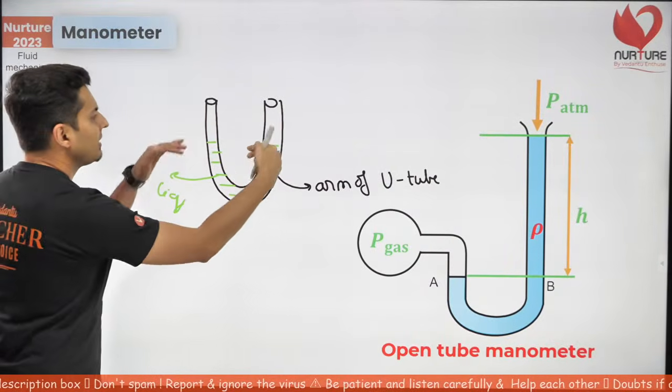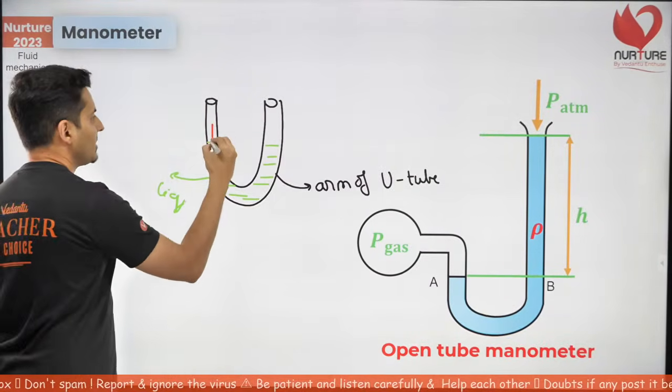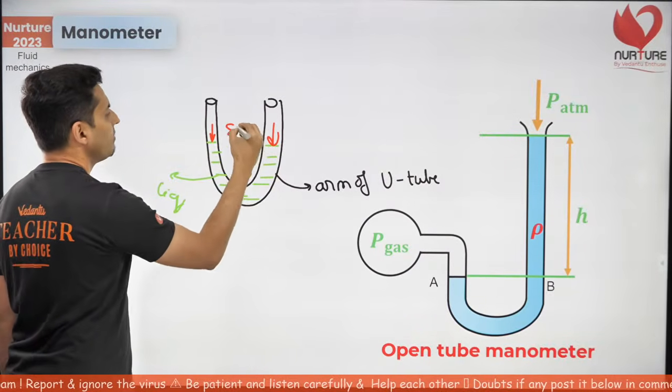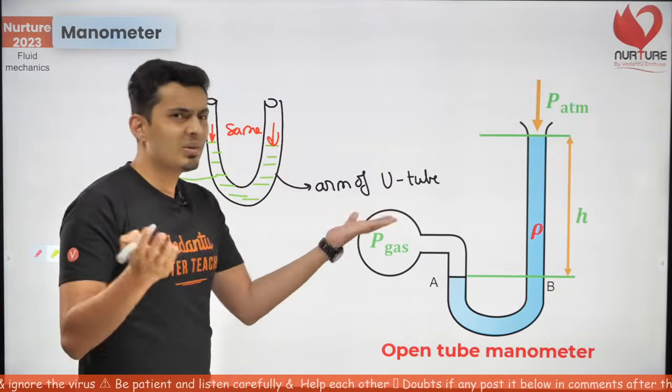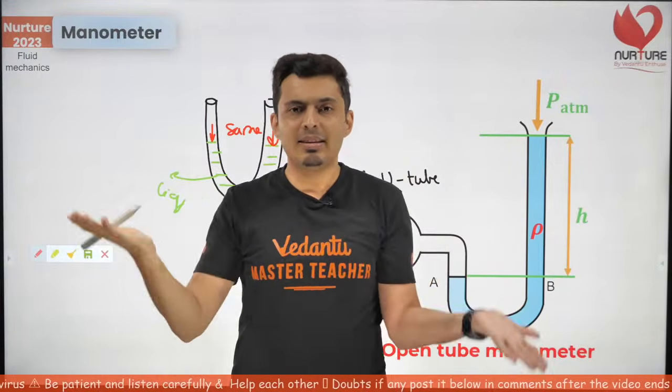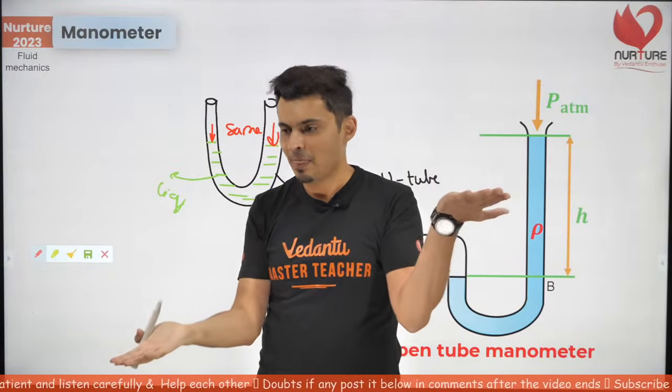Why is the liquid at the same height? Because the pressure from here and here, both are the same. So there is no reason why the height should be different.